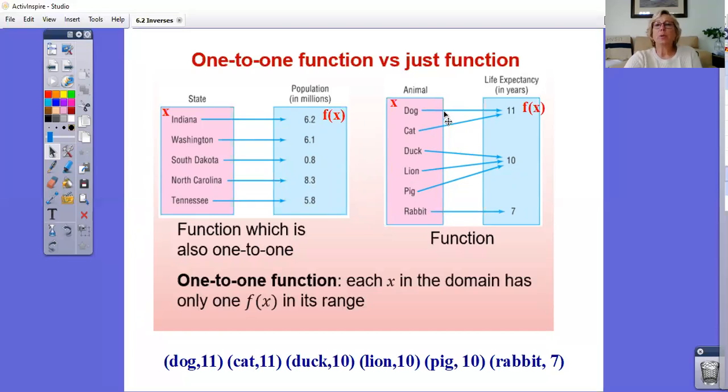In this example, with the animals and the life expectancy, notice that the dog has 11 years life expectancy, and the cat also has 11. So that 11 is going to repeat, once for the dog and once for the cat. And if you look at it as ordered pairs, you can see that these y coordinates are repeating. So this is a function, but it is not one-to-one.